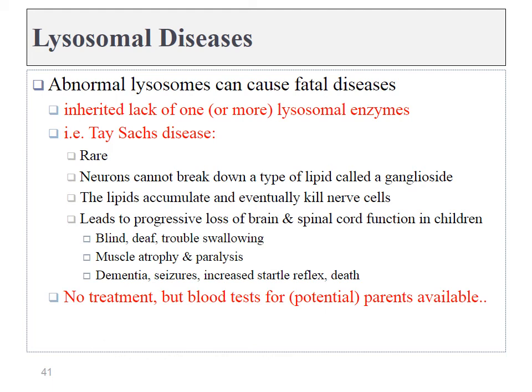Tay-Sachs disease is an example of a disease involving lysosomes. It's an inherited disorder where one particular type of lipid cannot be metabolized, and so it builds up within specific cells in the brain and spinal cord, leading to damage of the central nervous system.